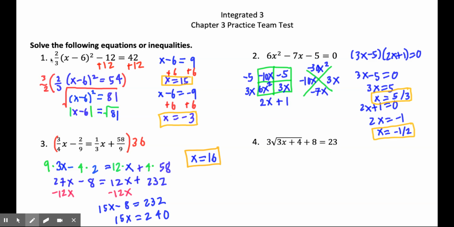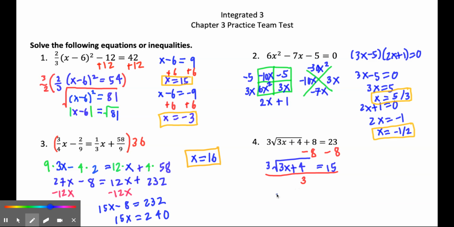Okay, so number 4 is similar to 1 in that your x is trapped underneath a root, so you need to isolate that first. So subtract 8, and then you have 3 times the square root of 3x plus 4 equals 15. Now divide both sides by 3 to fully isolate your root. And you get root 3x plus 4 equals 5.